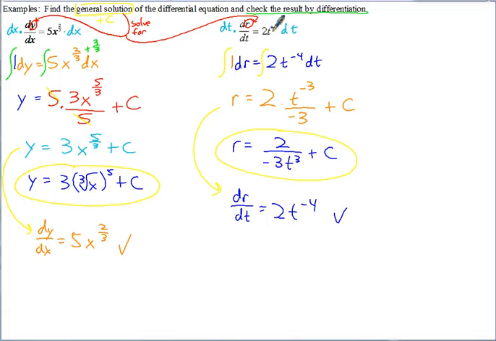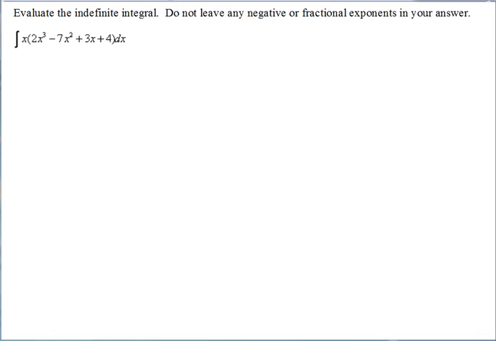All right, now let's look at some that are not in the form of an equation where it's written as a derivative. We're just actually getting some practice when the integral symbol is already there. It says evaluate the indefinite integral, and do not leave any negative or fractional exponents. So this is just getting some practice applying the rules before later on we'll see some applications of integration.